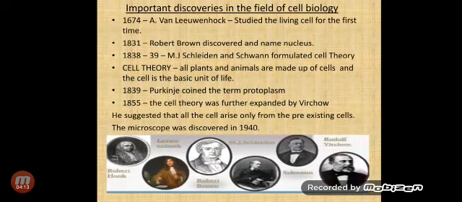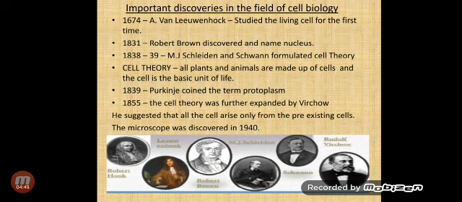Let us discuss a few more important discoveries in the field of cell biology. It was in 1674 that Anton van Leeuwenhoek studied the living cell for the first time, because the cell studied by Robert Hooke was actually a dead cell. Leeuwenhoek took two to three drops of pond water and placed them under the microscope, and he was able to see the mobility of the cells. In 1831, Robert Brown discovered and named the dark spots which Robert Hooke observed in each compartment, that is, in each cell, as the nucleus.